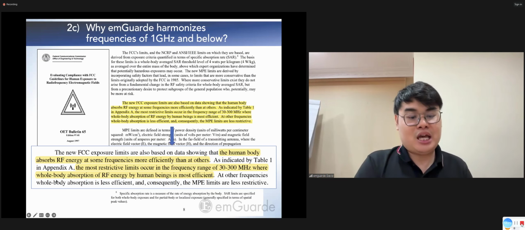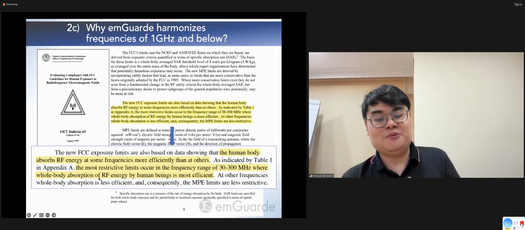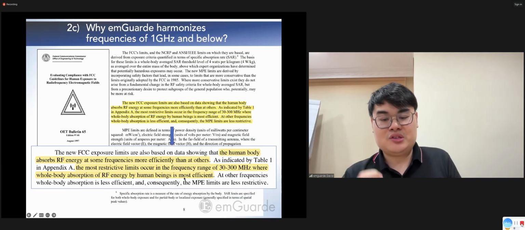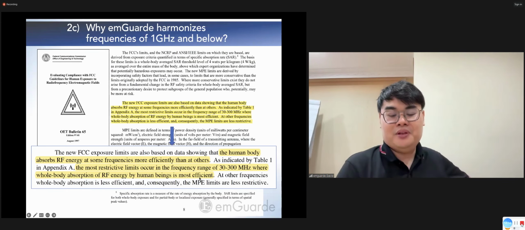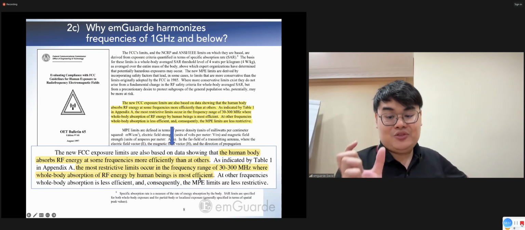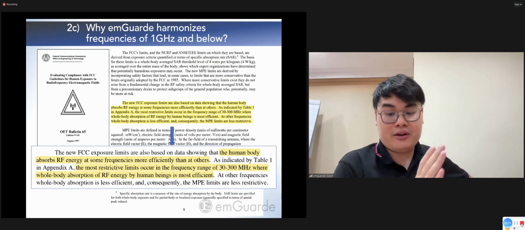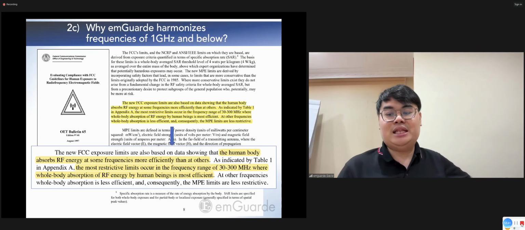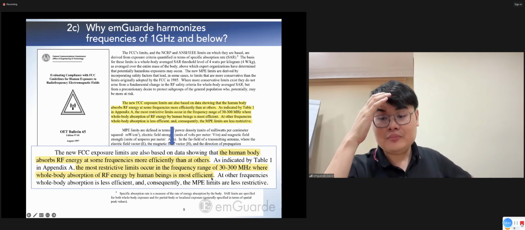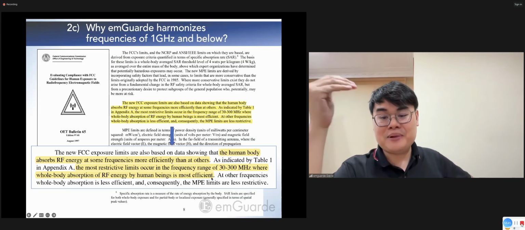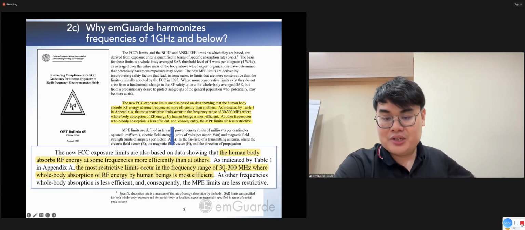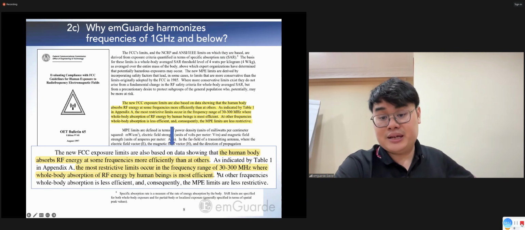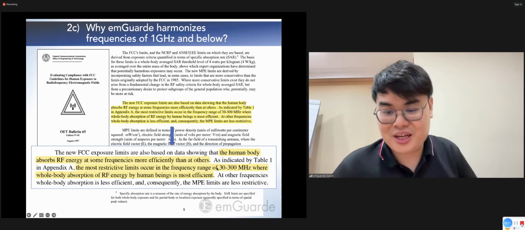Where whole body absorption of radio frequency energy by human beings is most efficient, meaning our human body has the capability to absorb the RF energy at these frequencies, between 30 to 300, more efficiently than at other frequencies. So these are the major frequencies that emGuarde's developer is working on to reduce some of the damage from all this non-ionizing radiation. So far, so good. Okay, so this is very clear.